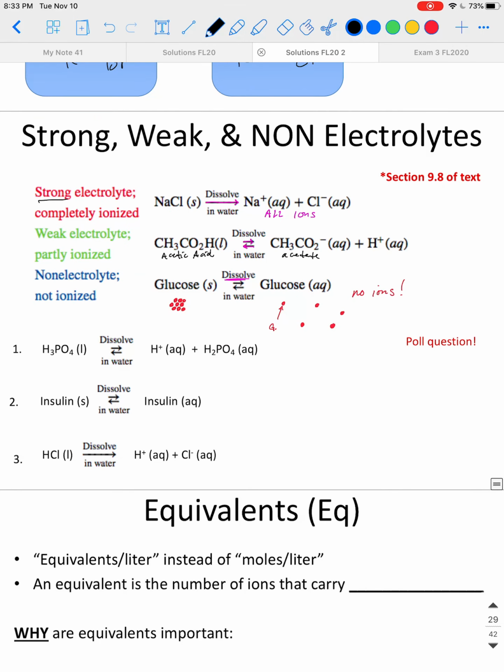and make sure you understand that and could convey that on a test. So I had a lovely poll question if we would have been in person, but look at these three, and I'd love for you to pause the video and then quiz yourself. Which one's a strong electrolyte? Which one is a weak electrolyte? Which one's a non-electrolyte?